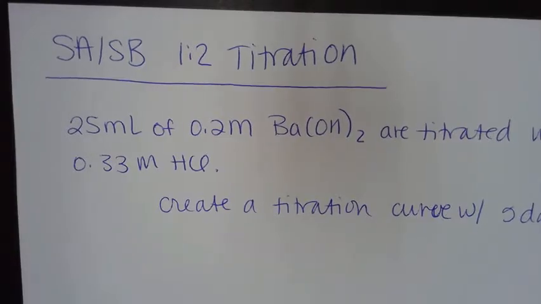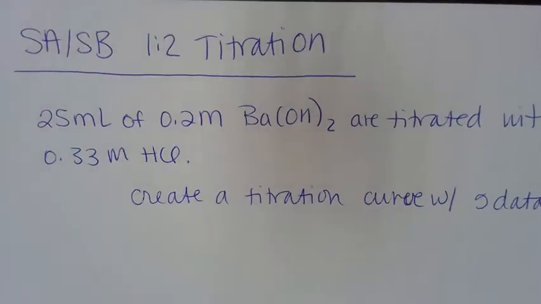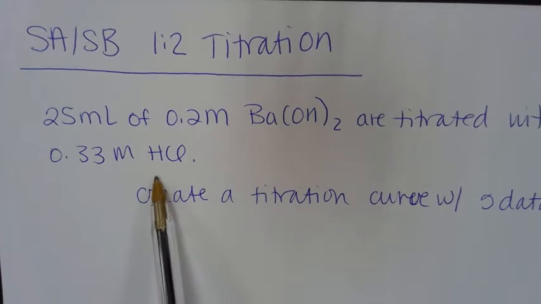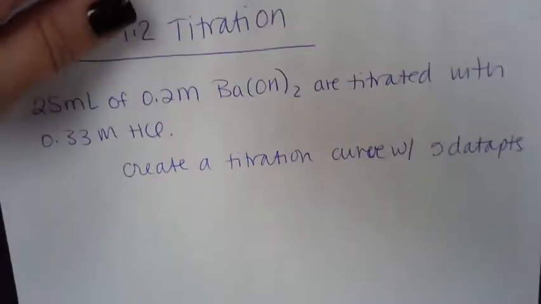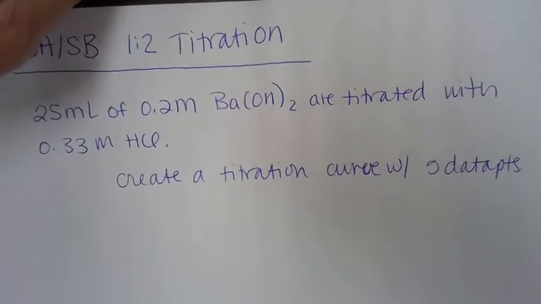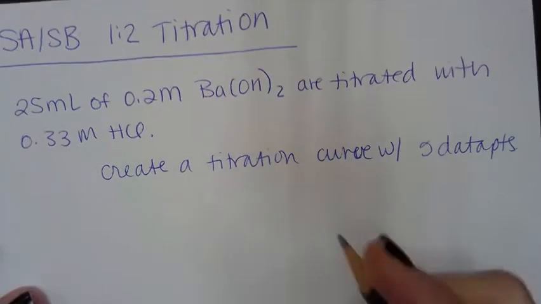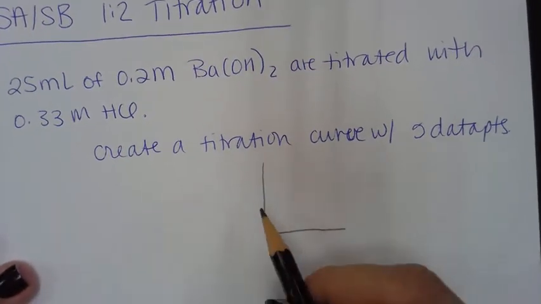I'm going to do a sample problem. It's a strong acid, strong base titration curve, but the reaction is a 1 to 2 mole ratio. And I've got my base, my acid, and I'm going to create a titration curve with at least 5 data points. If I'm given a vague problem like this, I like to set up my curve ahead of time and figure out what points I'm going to use.